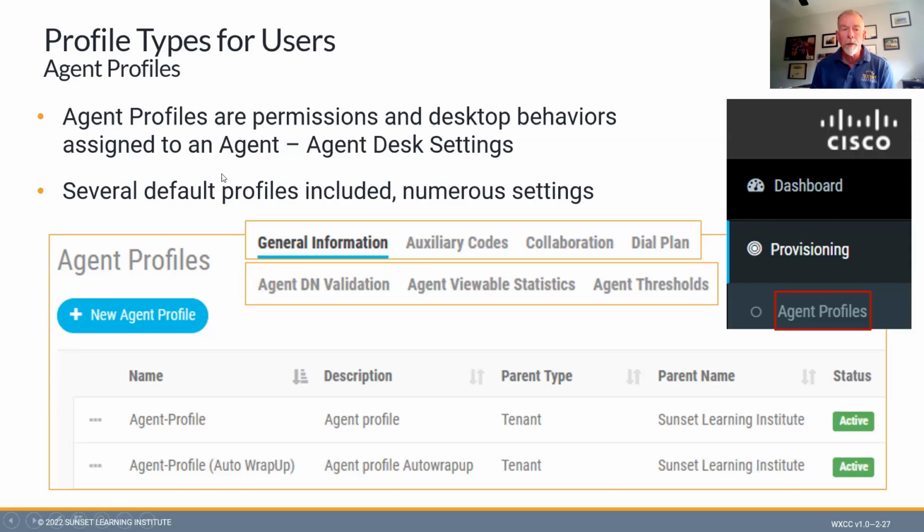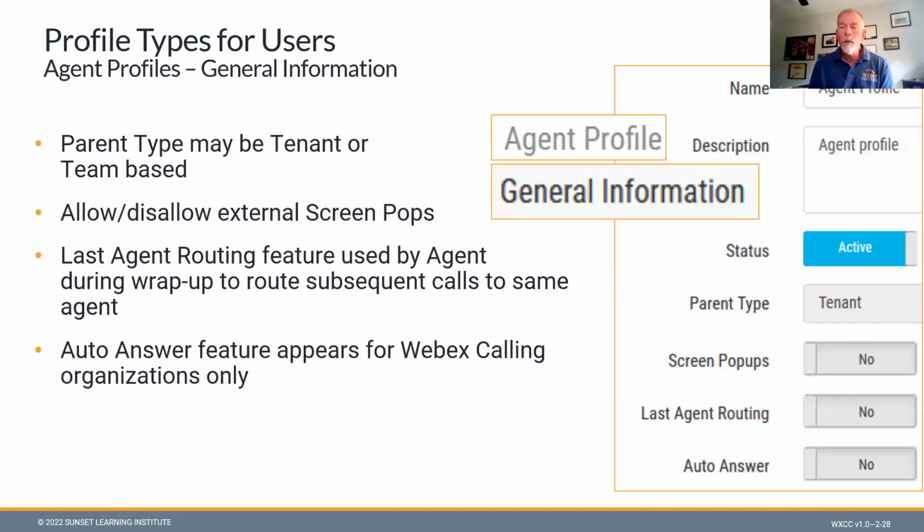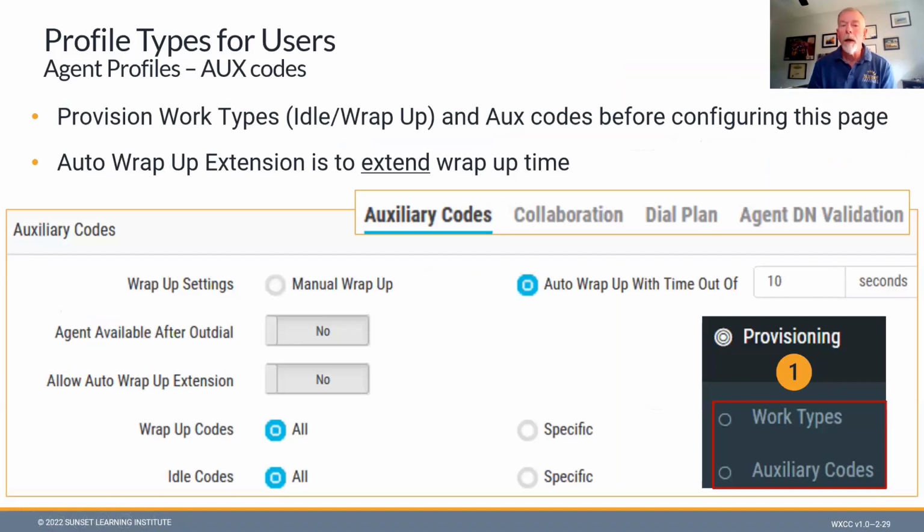You can see in the middle of the screen when you create an agent profile or look at an agent profile, there's actually multiple tabs to look at. You've got aux codes and collaboration and a dial plan, some agent DN stuff, agent thresholds. Let's take a quick look at some of these things with agent profiles. So general information, we can see some stuff with an agent profile. There's several built in by default. We're going to allow screen pops, last agent routing, auto answer. These all seem like agent desk setting options. Aux codes, right? Do I have to go into after call work or wrap up, et cetera, et cetera.